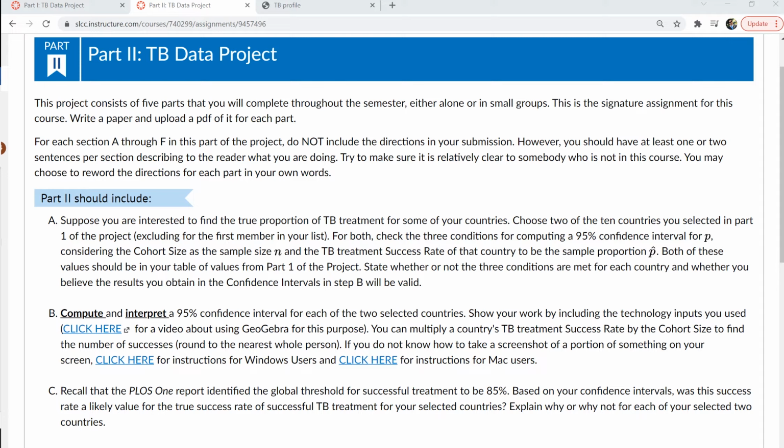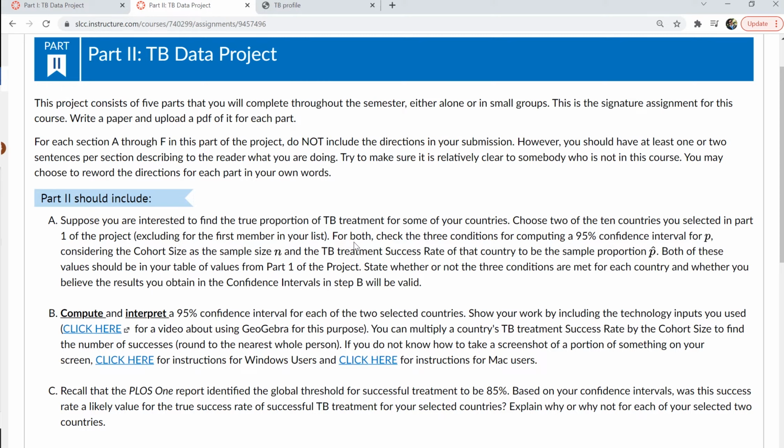This video will give you a brief overview of what you will need to do for the second part of the tuberculosis data project. As another reminder, keep in mind to not include the direct directions in your submission of the project. You should have your own words when you are describing to the reader what you are doing.